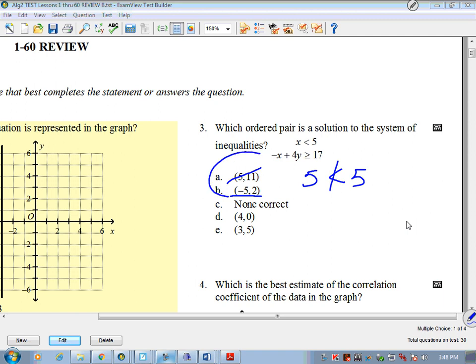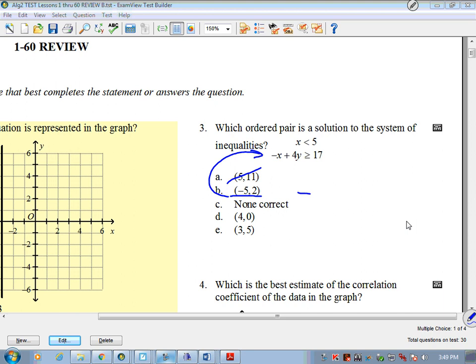Well, as I plug it in here, that's going to give me 5 plus 4 times 2 is greater than or equal to 17. Well, 4 times 2 is 8, 5 plus 8 is 13, which is not greater than or equal to 17. So I can eliminate B as an answer. Now, before I can say none correct, I really do need to check the rest of them. 4 is less than 5.